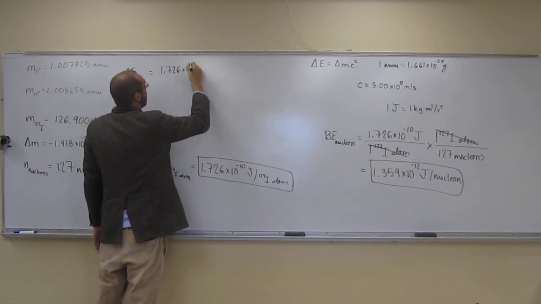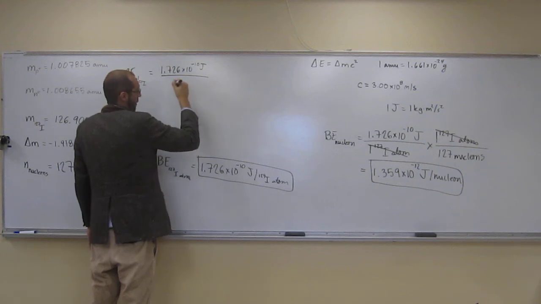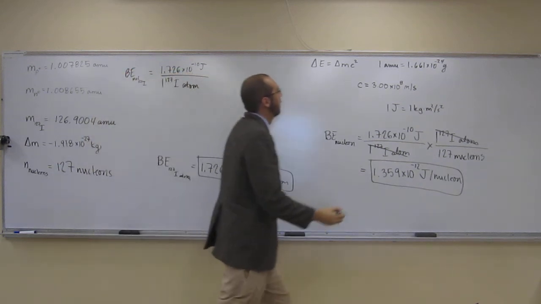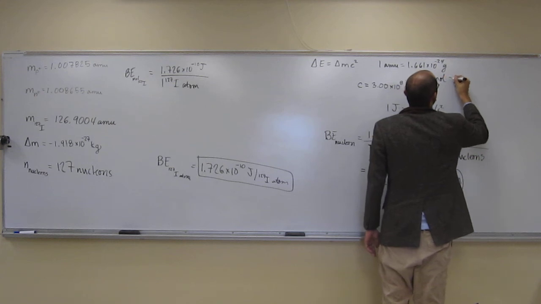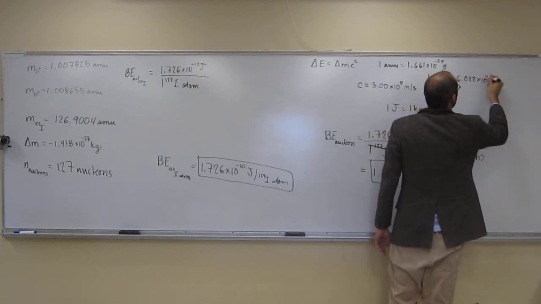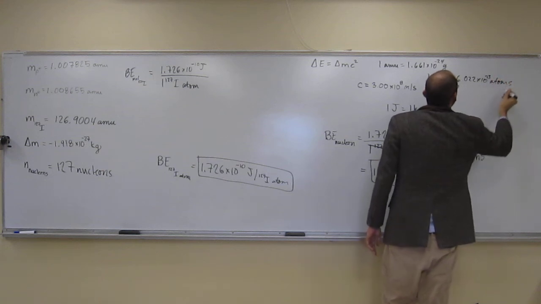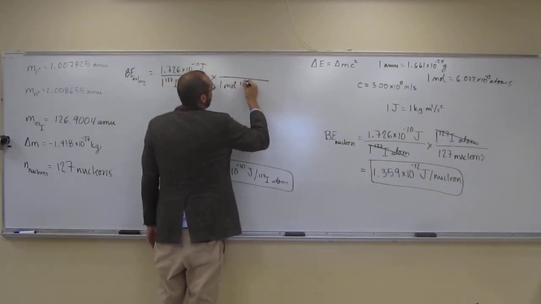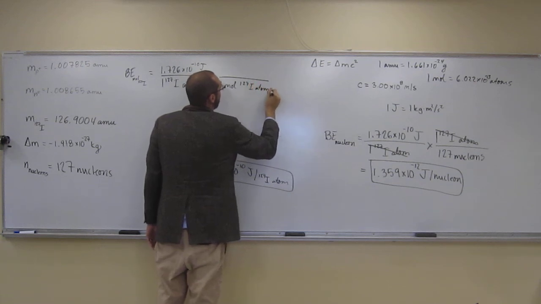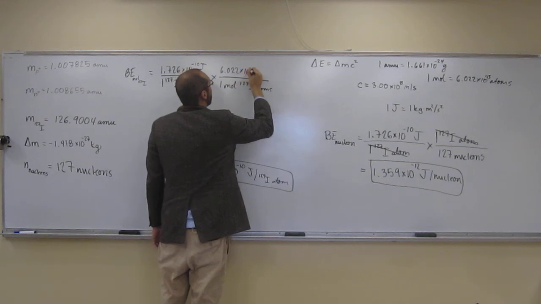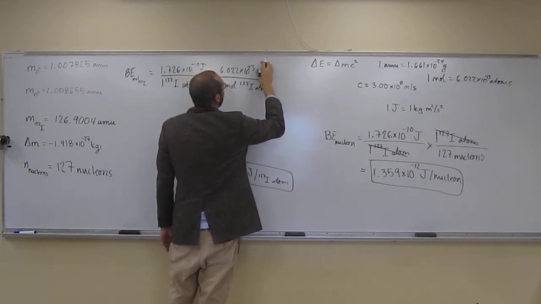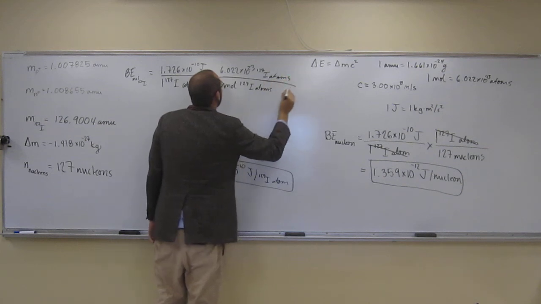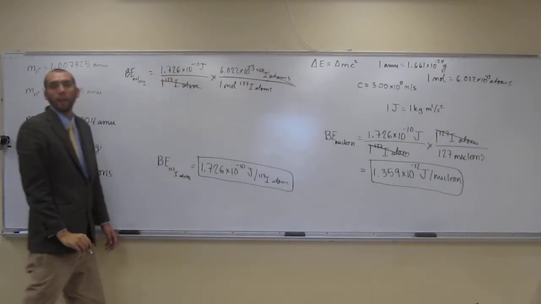1.726 times 10 to the negative 10 joules per I-127 atom. But what do we know? For every one mole, we have 6.022 times 10 to the 23rd atoms. So for every one mole of I-127 atoms, we have 6.022 times 10 to the 23rd I-127 atoms. Cancel, cancel.